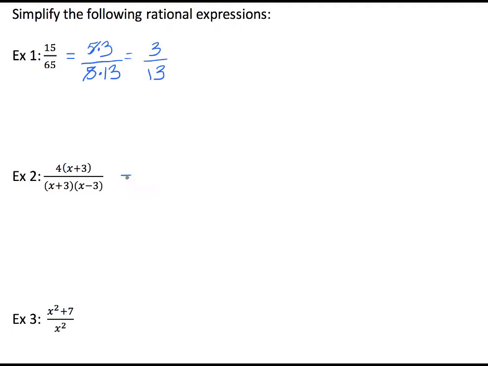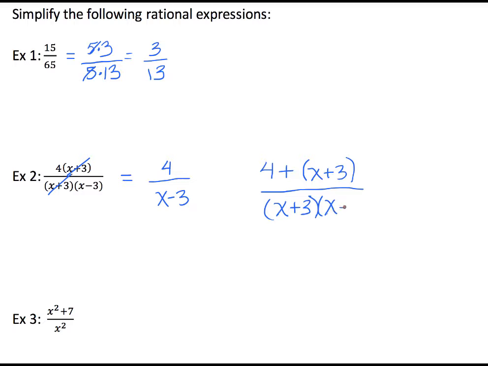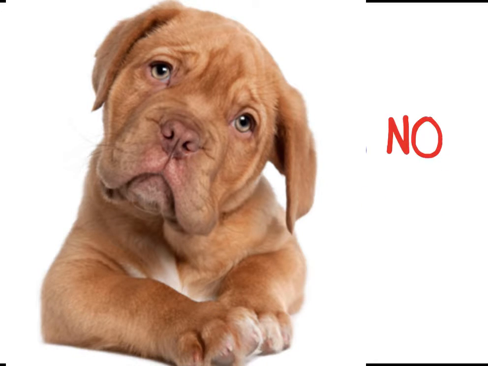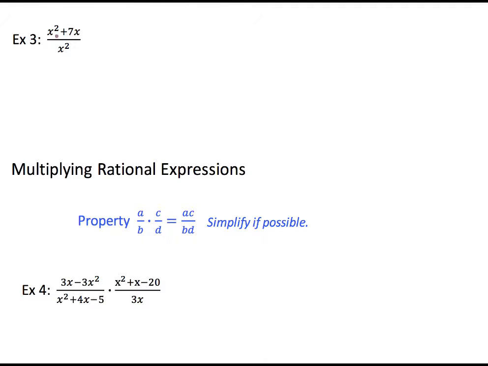Okay, let's take a look at this next one. We have 2 common factors of x plus 3. Those are going to cross out because x plus 3 divided by x plus 3 is just 1. So our simplified rational expression is 4 over x minus 3. Now if I have 4 plus x plus 3 divided by the quantity x plus 3 times x minus 3, can I cross off the x plus 3's here? The answer is no. Again, so sad. Please don't do this.